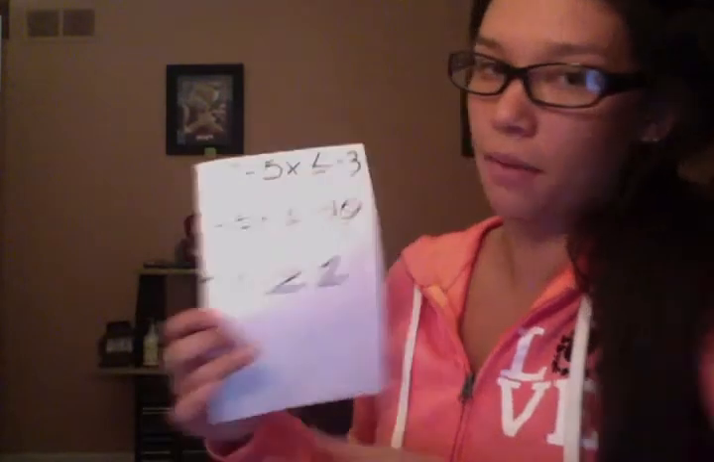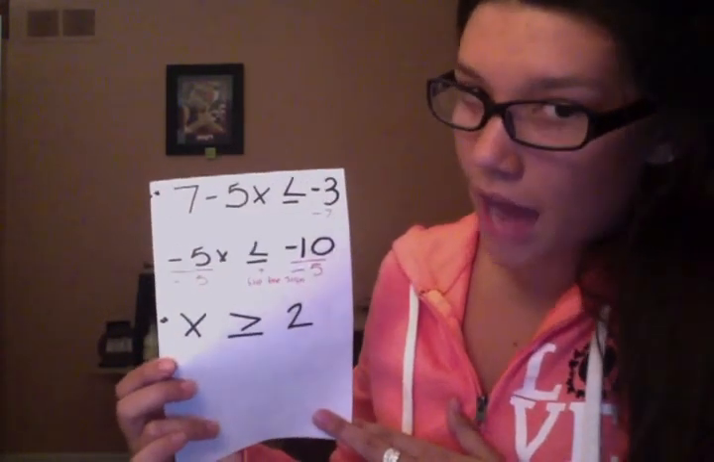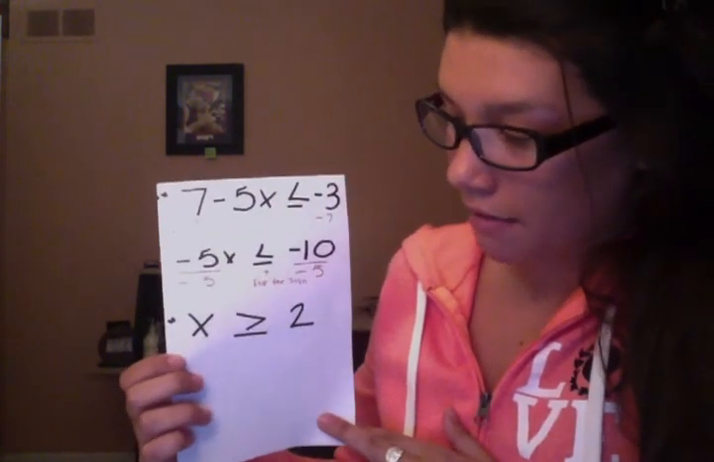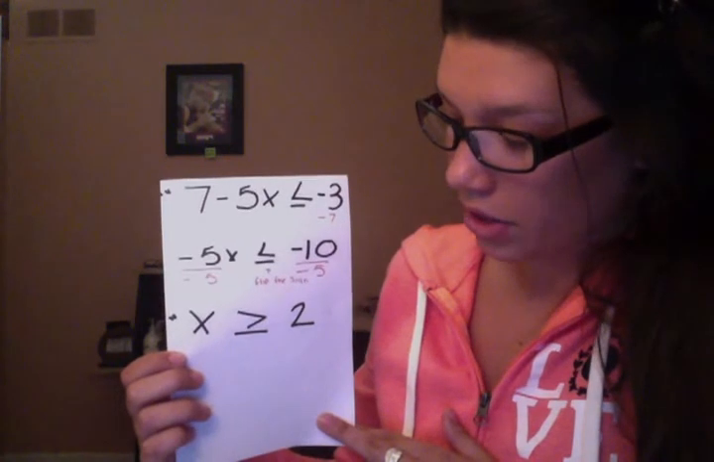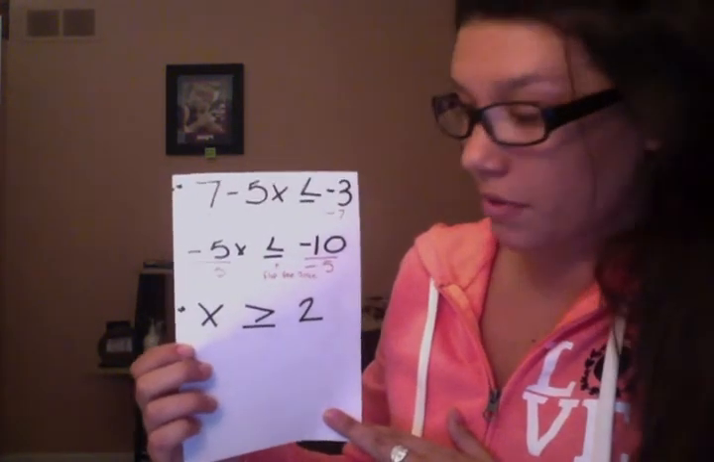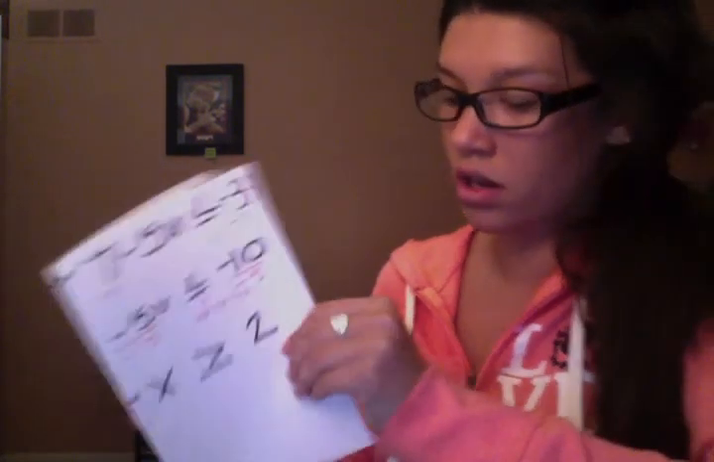And then for the second part, 7 minus 5x is less than or equal to negative 3. Again, we're going to start by subtracting 7 from both sides, leaving us with negative 5x is less than or equal to negative 10. Again, we're going to divide by a negative 5, and we have to make sure we flip the sign. And that leaves us with x is greater than or equal to 2.